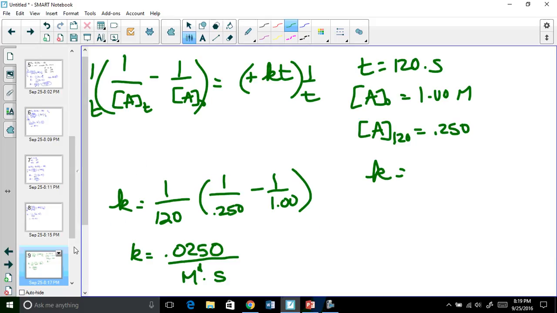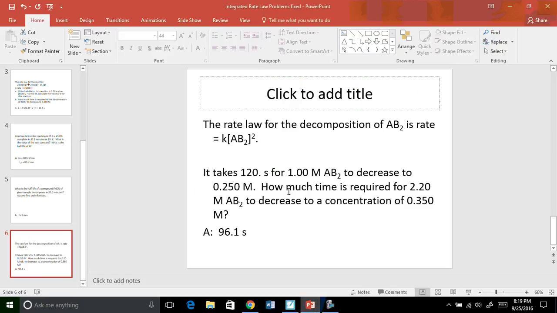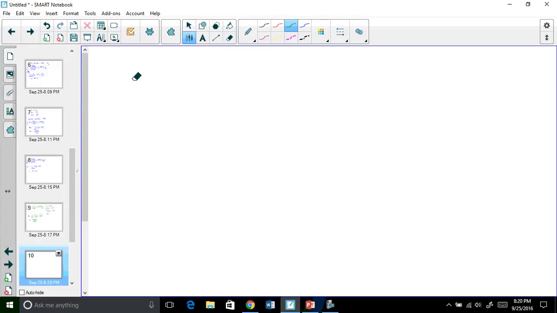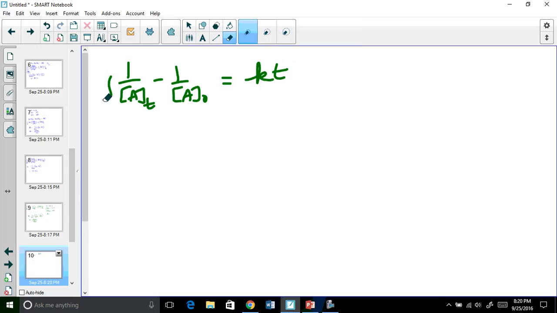Okay, now that we know K, then we can do the last part of the problem. If you do this again with the same chemicals, but it starts at 2.20 and it ends at 0.350, how much time will have elapsed? And so this is my last one. Again, it is second order, so I'm grabbing the second order equation. I don't actually need that parenthesis there yet, so let me just erase that. Now this time they want to know how much time will it take. So we're solving for time.